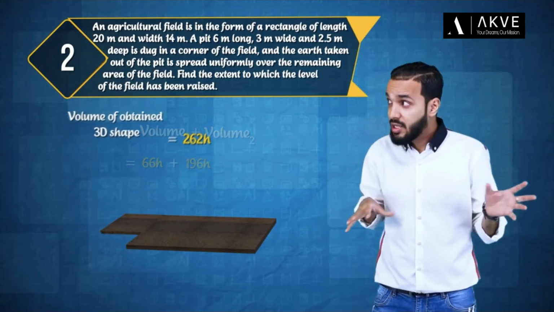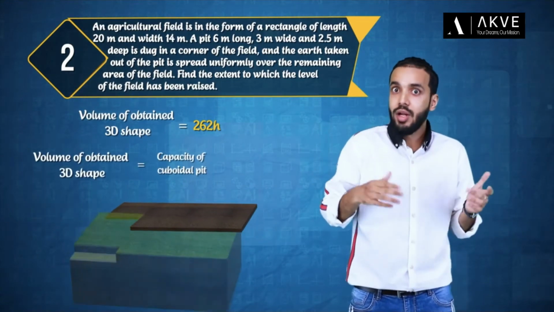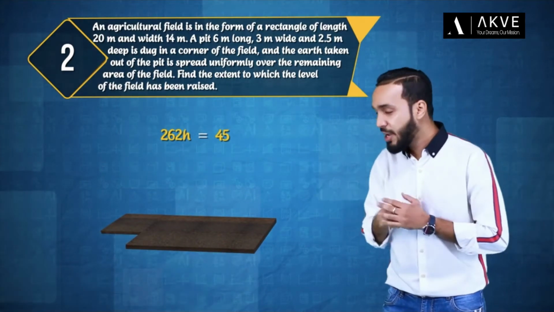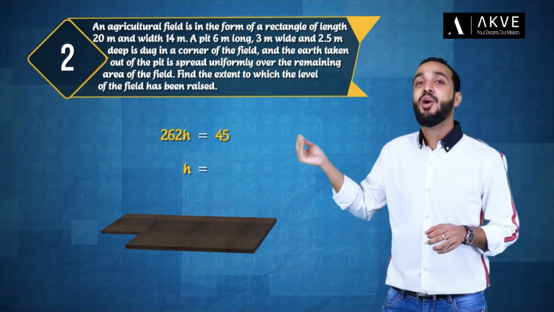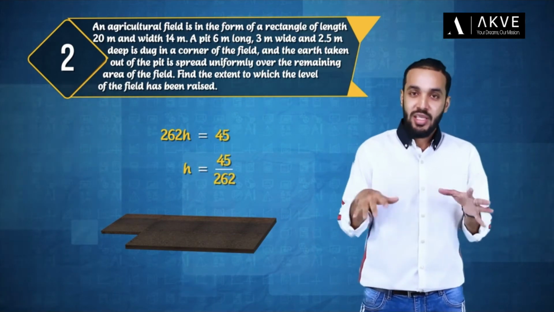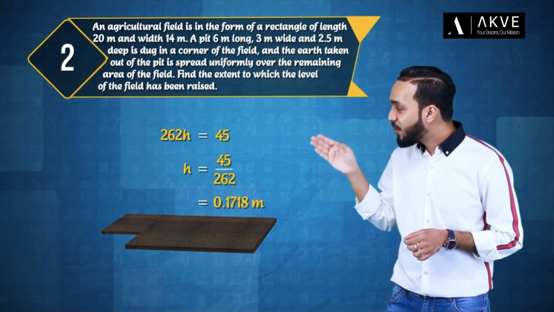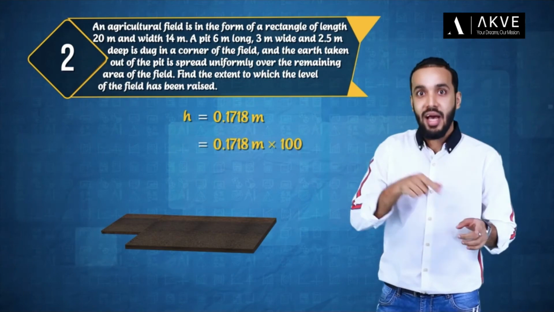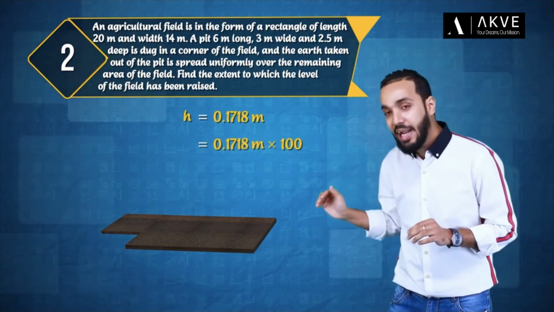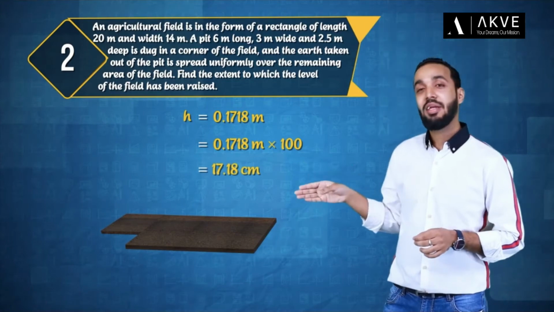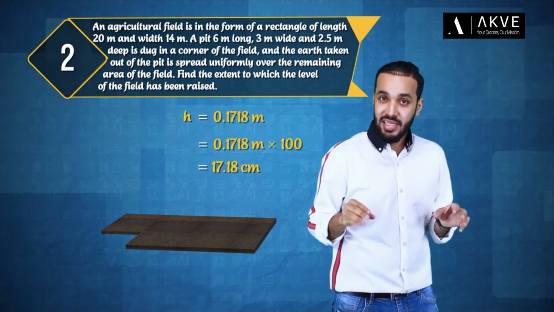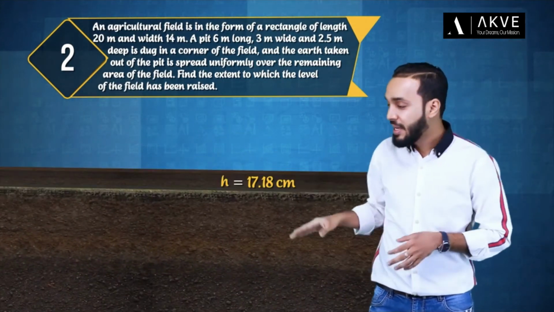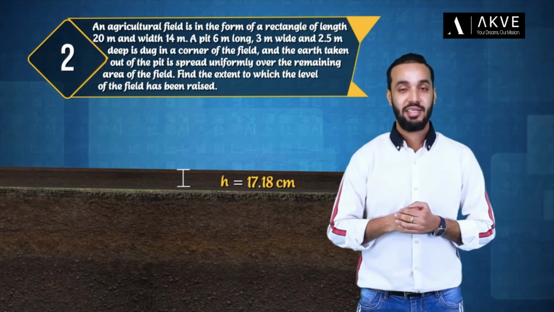Now, we know that the volume of the 3D shape is equal to the capacity of the pit. So, 262h is equal to 45, or h is equal to 45 by 262, which just simplifies to 0.1718 meters. Now, multiplying this with 100, we would get the height in centimeters as 17.18. So basically, the level of the remaining area of the field is raised by 17.18 centimeters.